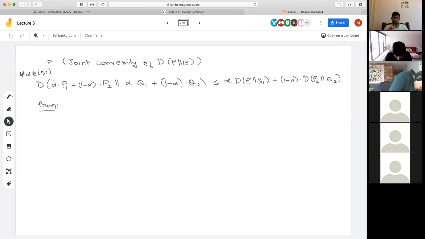And this is a useful property. You can check that it implies convexity individually in P and Q. You can just take either Q1 equals Q2 or P1 equals P2. But let's prove the stronger version. We'll half prove it, but let's calculate what's on the left. Let's say all distributions are for X.